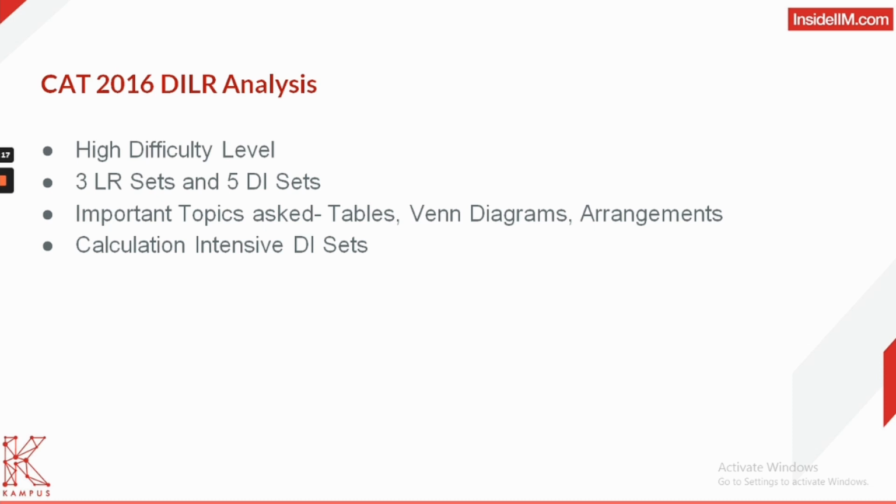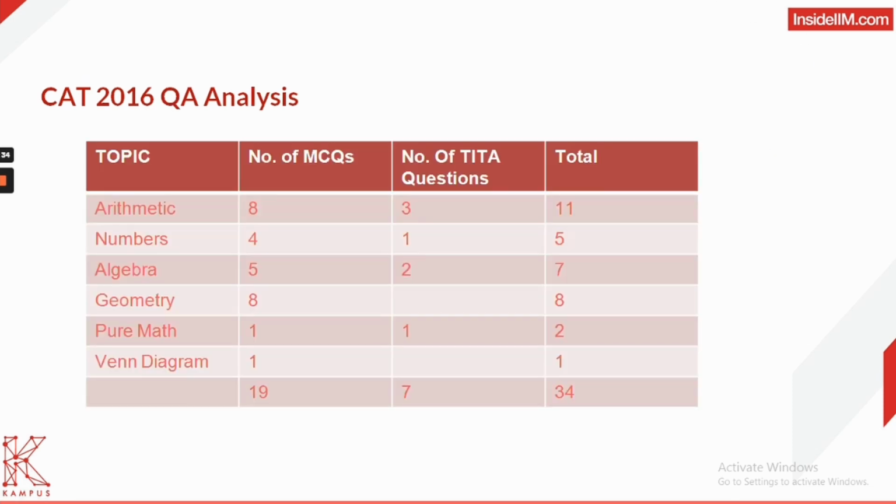The important topics which were asked were tables, Venn diagrams, and arrangements, while the DI sets were quite data intensive, which is generally expected from CAT. Coming to QA, as you can see from the table, arithmetic had 11 questions, numbers 5, algebra had 7 questions, geometry 8, pure math 2, and Venn diagram 1. Distribution is more or less the same every year and is not specific to a particular year, and hence topics having a higher weightage here should be given more focus.